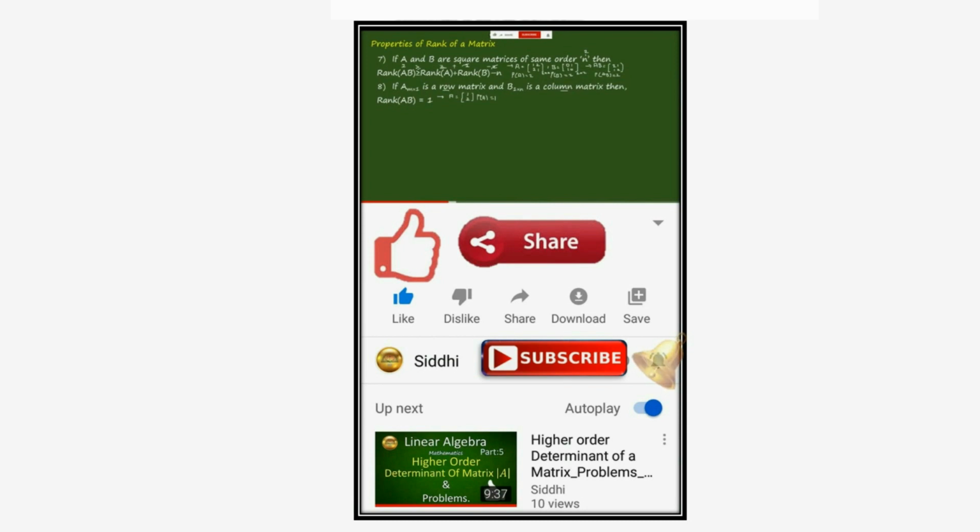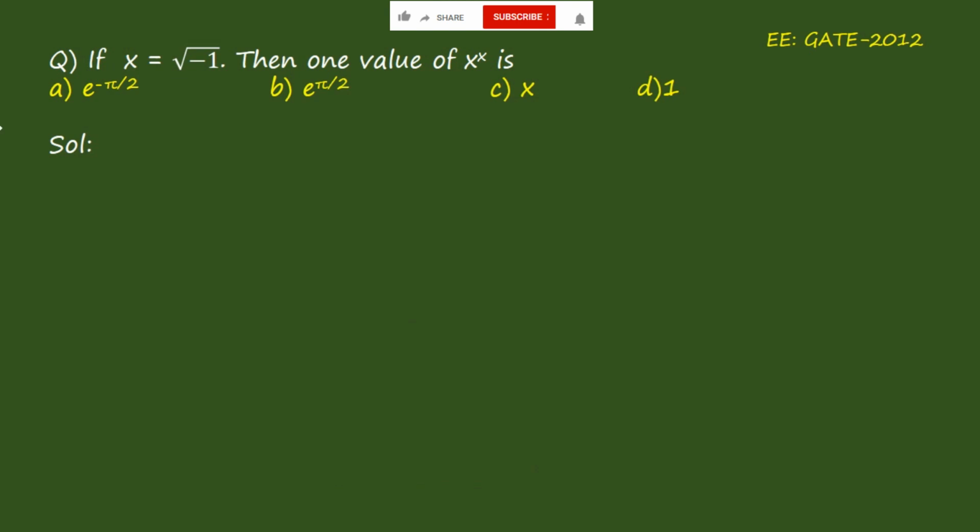Let us start now. Now comes the next question. The question is, if i is equal to root minus 1, the one value of i to the power i is... They're asking, right? Now given that i is equal to root minus 1, we have to find the value of i to the power i. Now root minus 1 is nothing but i, so we have to find the value of i to the power i. That is how much, right?